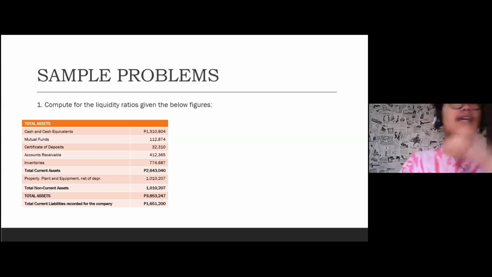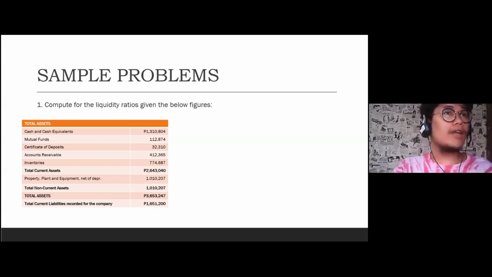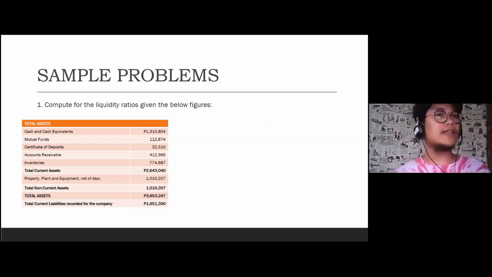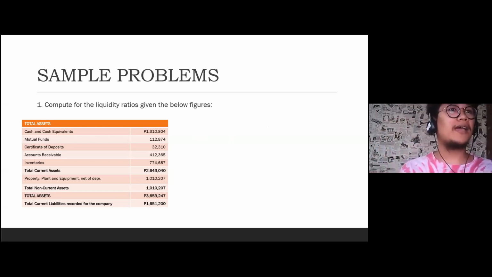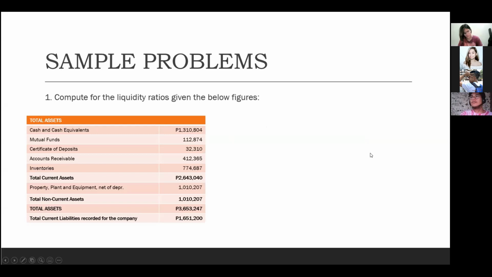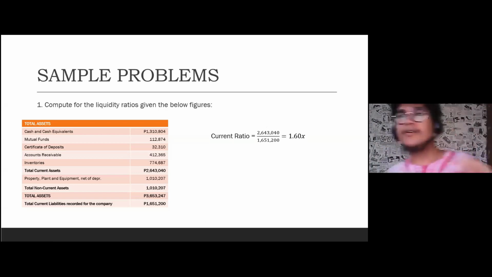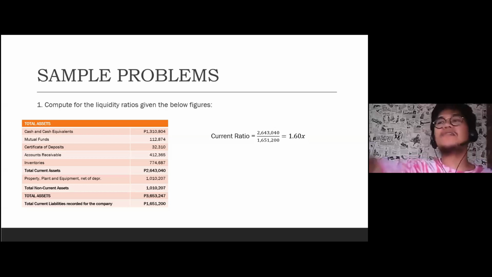Alright. My students, I require them to always put the letter X on their answers whenever I ask them to compute for the liquidity ratio. So the current ratio is 1.6 times. What does this 1.6 times mean? It means the company can pay off its current liabilities 1.6 times.